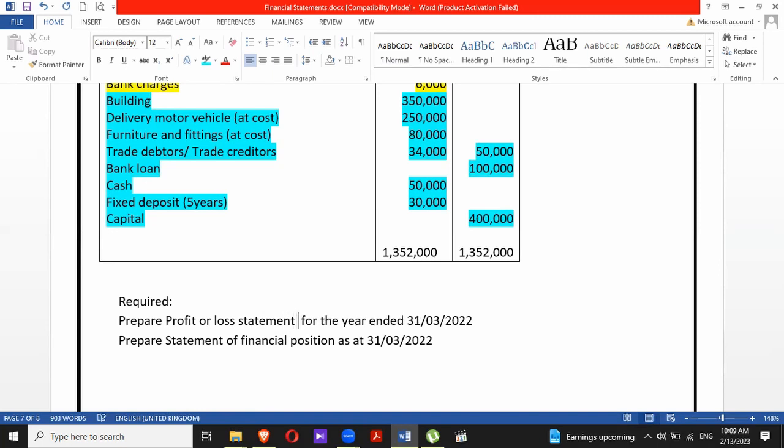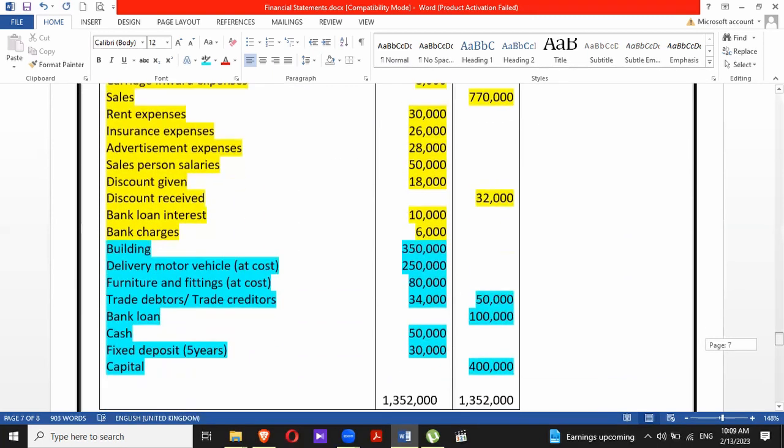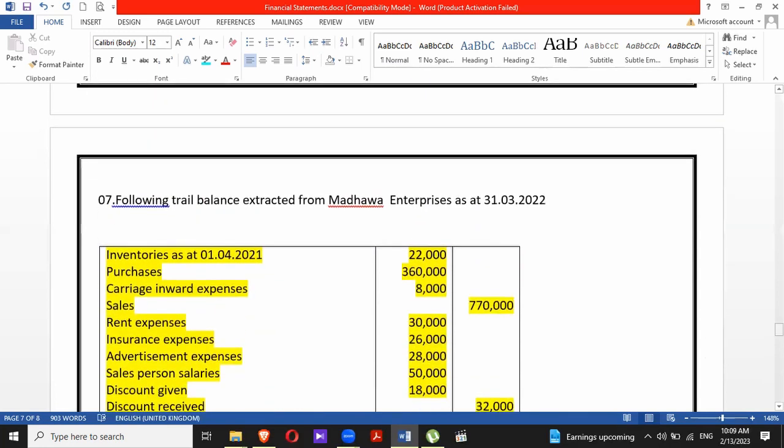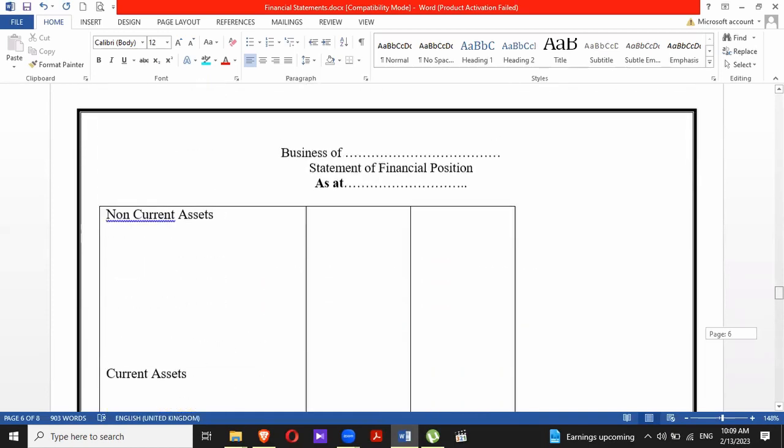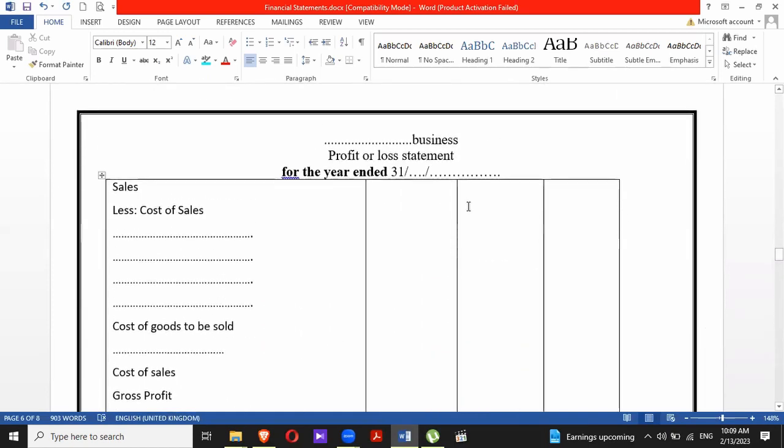Right. Okay. Let's prepare this. First, we have to write the names correctly. What is the name of the business? That is Madhava Enterprises, right? Closing date is 31st March 2022. Let's write the name of both statements. First one, Madhava Enterprises. We can complete this like this.